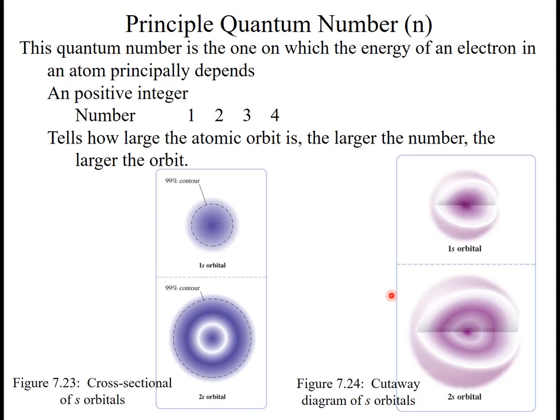So we're going to start with the principal quantum number, and as I said before, it basically is the distance away from the atomic nucleus. It's a positive integer, and an integer just means a whole number. So 1, 2, 3, 4, etc. And so this shows a 1s here, and then I have a 2s outside of this. Or if I look at it as a cutaway, the center here is the 1, and this outer part is the 2. Okay, I'm sorry, this is the 2 here.